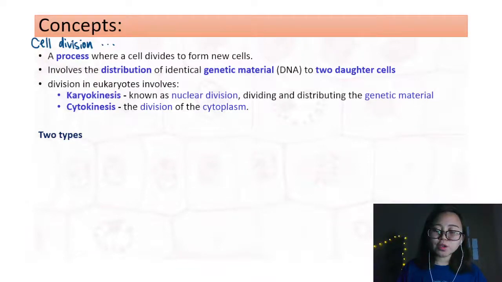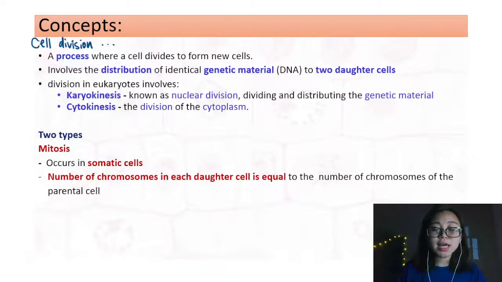There are two types of cell division in living organisms. The first is mitosis. This occurs in somatic cells. If you don't already know, somatic cells are cells in your body outside of ovum and sperm. So sel-sel kamu selain daripada ovum dengan sperm adalah somatic cell. And the number of chromosomes in each daughter cell will be equal to the number of chromosomes of the parent cell. So sebelum mitosis, bilangan kromosom dia 46. Selepas mitosis, bilangan kromosom dia pun 46.